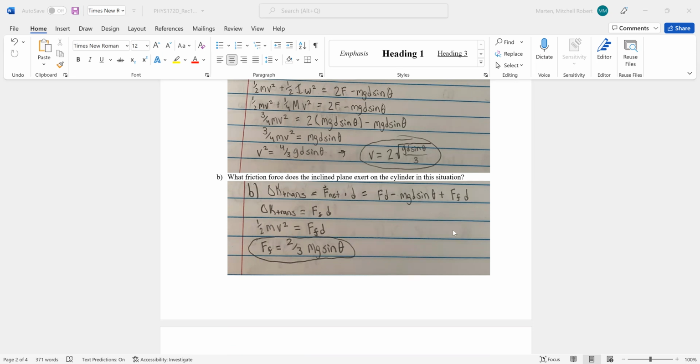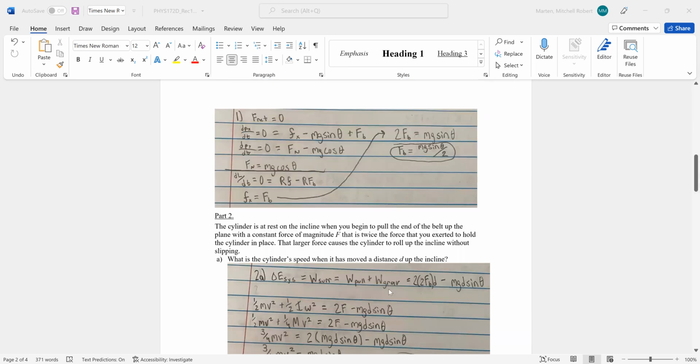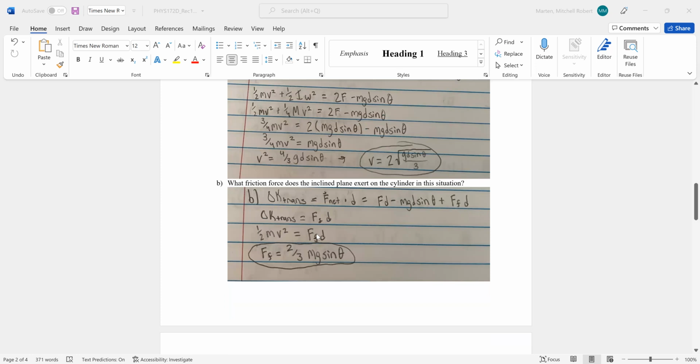FD and mgD sine theta are going to cancel each other out because this time this force is twice what it was up here. And so we know that delta K trans is equal to the friction force times the distance. So you can just solve and say that the friction force is 2/3 mg sine theta. Yep. Is that what you guys got? Yep. I think so. Okay.